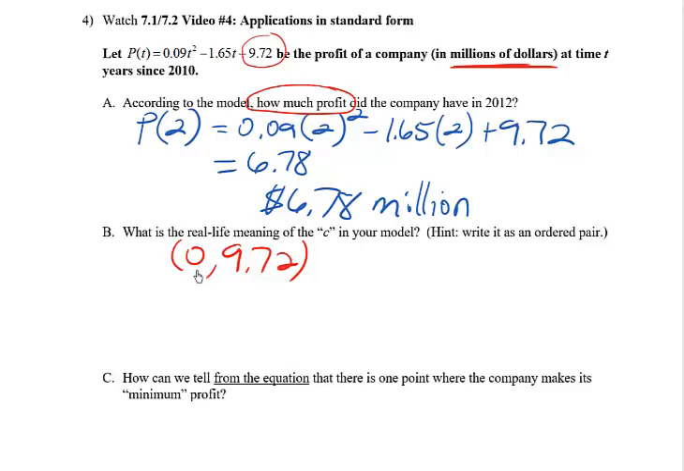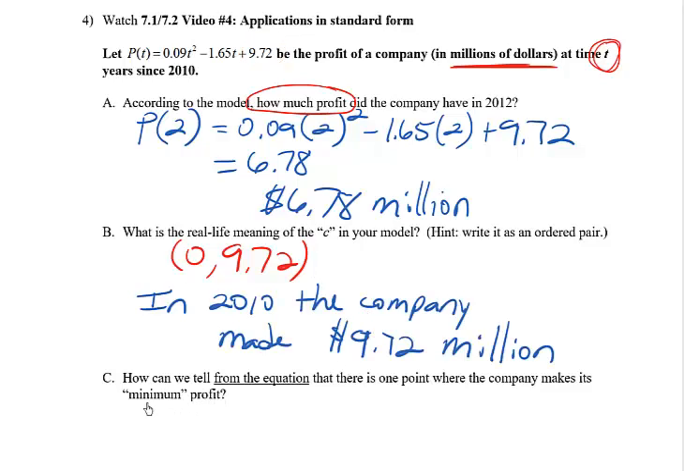Let's see, in this case, the x is really a t, and that represents years since 2010. So 0 years means I'm in 2010. The y number, or the p number in this problem, represents the profit, the money. So what are we saying? We're saying in 2010, this company made $9.72 million.